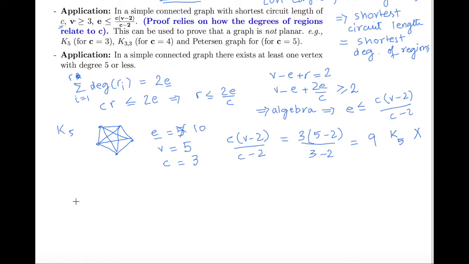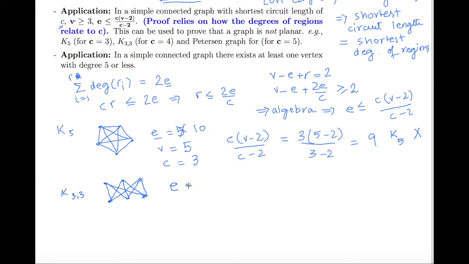Now let's move on to K3,3, for example. K3,3 looks like this: 1, 2, 3 on one side and 1, 2, 3 on the other. So what is C here? First of all, what is E here?